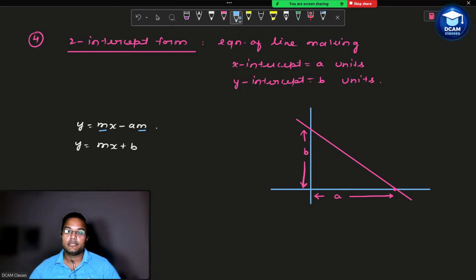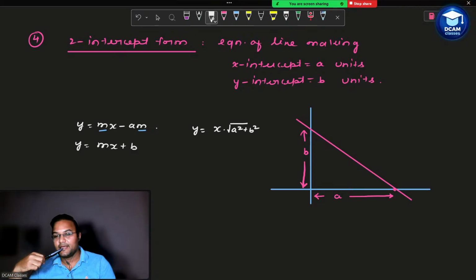I think you will get the same. Sir, I got a different equation, sir. Okay, tell me your equation, Venkatesh. Y is equal to x into root of a square plus b square. Root of a square plus b square. No, how? Why? How did you do it? Yes, sir.